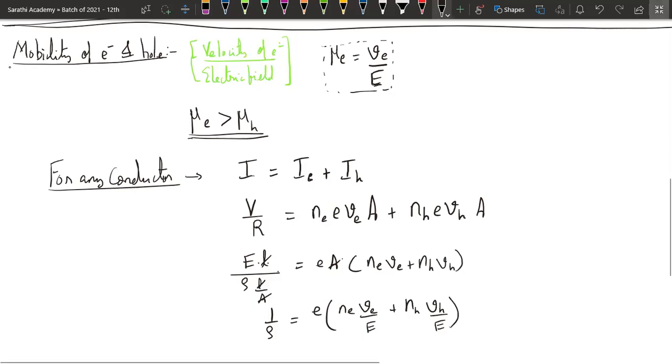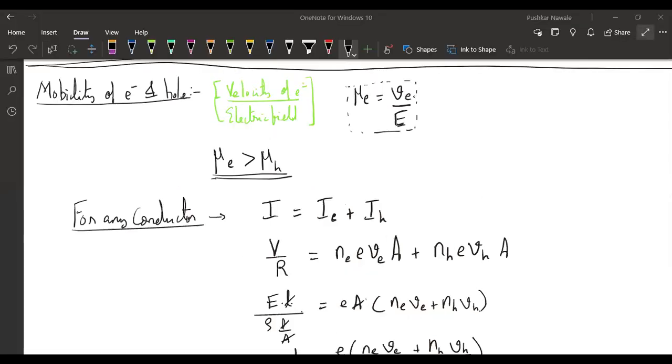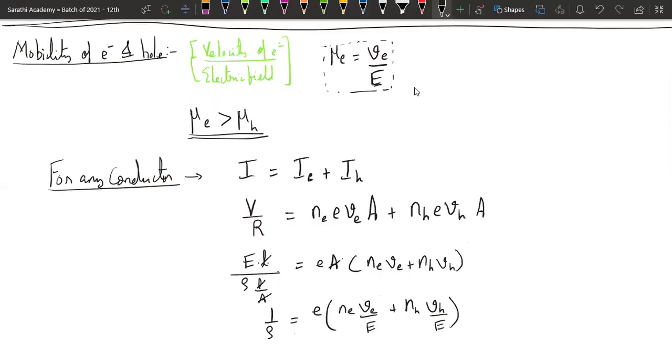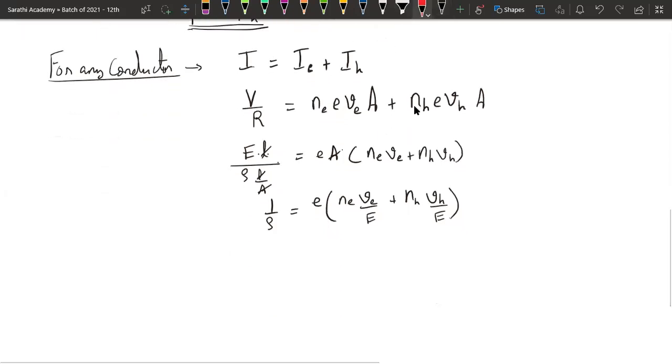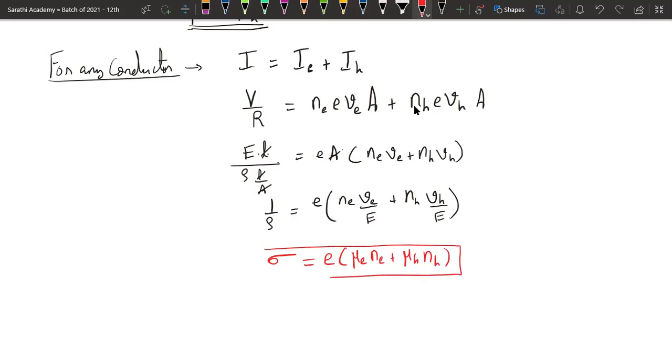So 1 by rho is equal to this much. So 1 by rho is known as conductivity. So this is e into mu_e n_e plus mu_h n_h. This is the conductivity of a semiconductor. Very very important relationship.